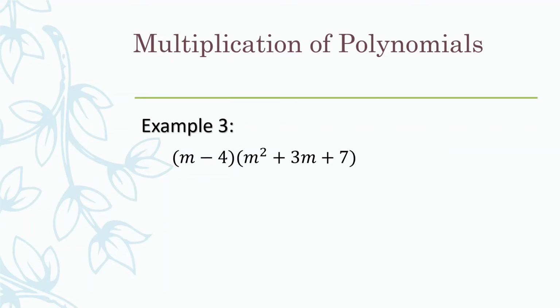Example number 3. So, ito naman ay binomial times trinomial. So, sa binomial times trinomial, same lang din, distributive property tayo. Then, we're going to combine like terms after distributing the factors. So, let's start with m times m squared. That's gonna be m cubed. So, product rule pa rin yan. M times 3m, that's just 3m squared. M times 7, that's 7m. So, tapos na tayo sa m.